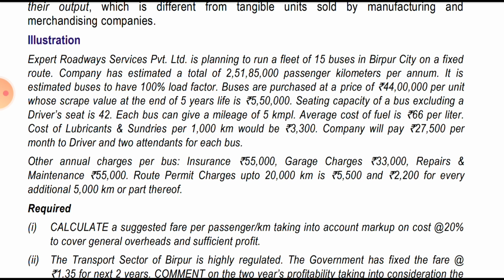The company would pay 27,500 per month to the driver and the 2 attendants, so this 27,500 includes the driver as well as the 2 attendants. The other annual charges per bus: insurance 55, garage 33, repair and maintenance 55,000, route permit 20,000 km for every 5,000 and 2,200 rupees for every additional 5,000 or part thereof.